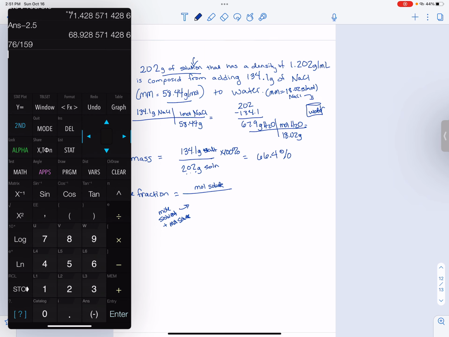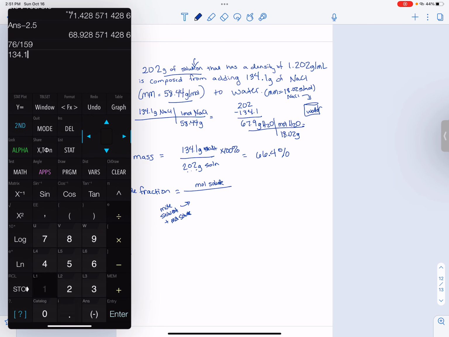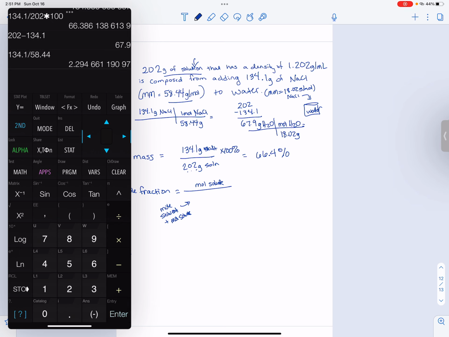So I'm going to do both those calculations at the same time. So I'm going to make that slightly smaller so I can see my numbers. 134.1 divided by 58.44. So that would normally have 4 sig figs. I'm going to give it an extra 1 or 2 just because I'm not done with my math here. So 2.294, we'll just write 66. So that's how many moles of NaCl that I have. So I'm going to kind of mark that.